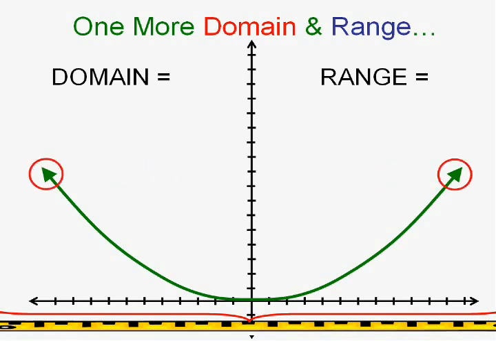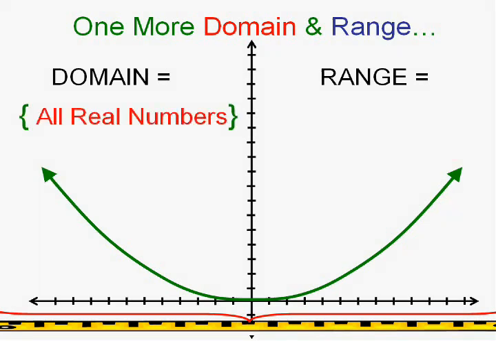Notice the arrows say it goes on forever in that direction. Well, what you can say is the set of all real numbers, and we even have a symbol for that. If you see this R, it means all real numbers. That's a possible domain.